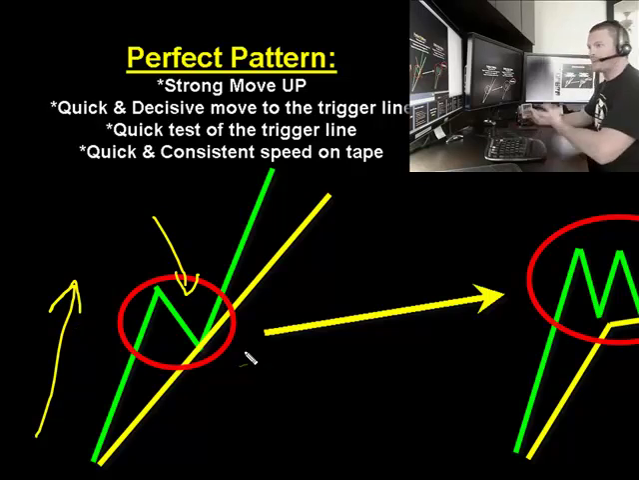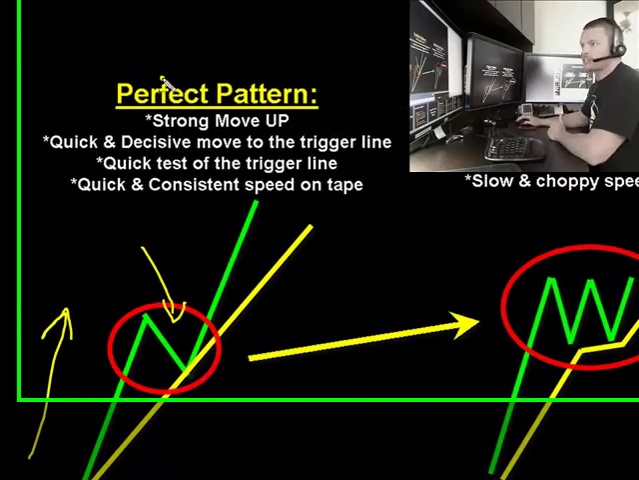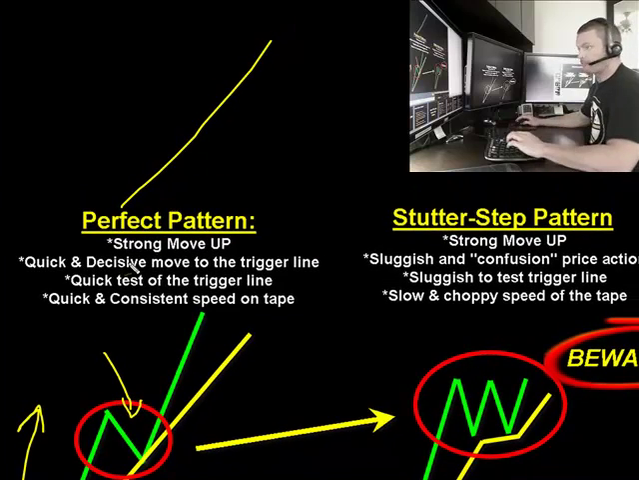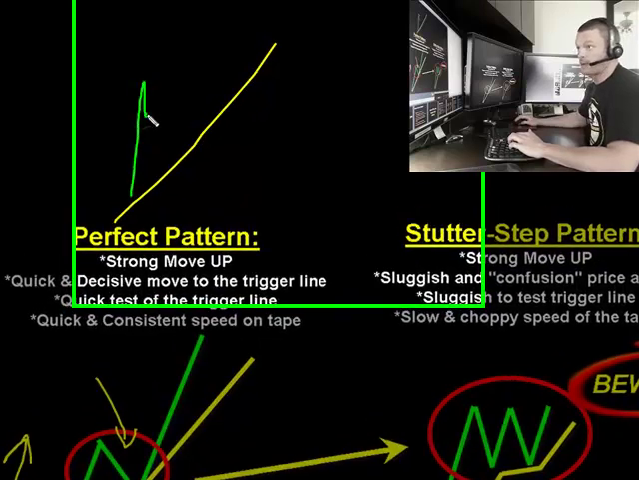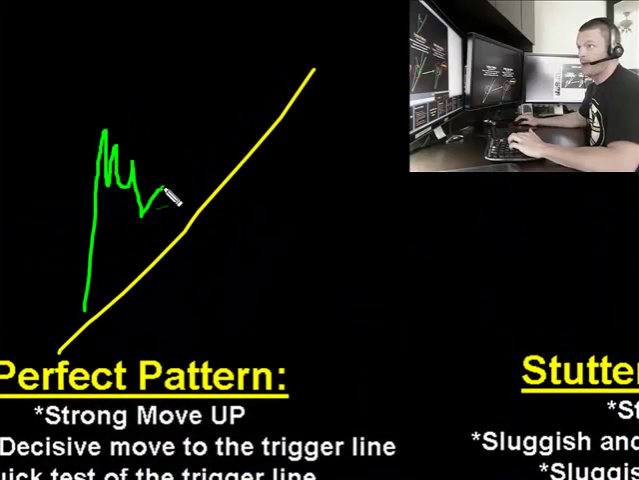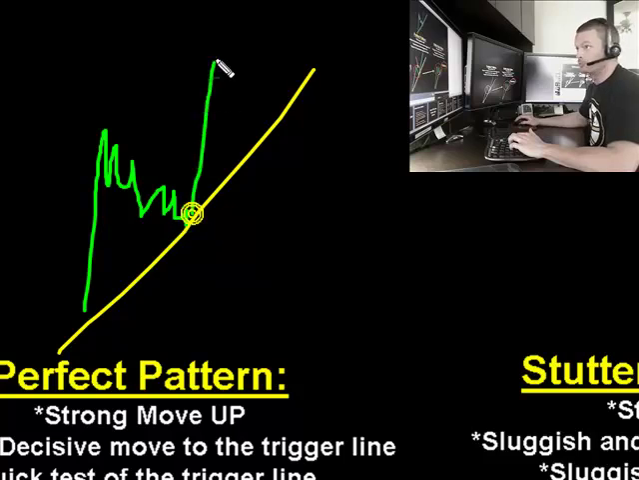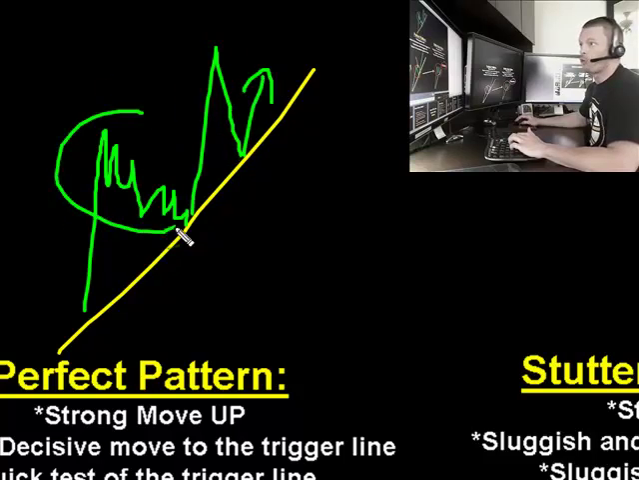Now, what does a quick and decisive test mean? Well, if this is my trigger, and then of course I've got myself price rising. An indecisive test would be if it comes down like this. That would be an indecisive test. A decisive test is when it moves up and comes right back down immediately to test it and then bounces off.